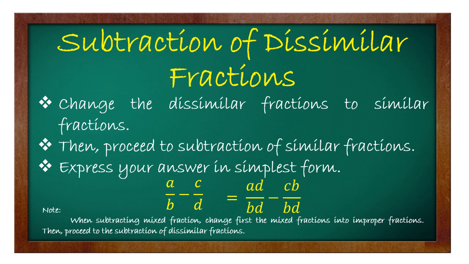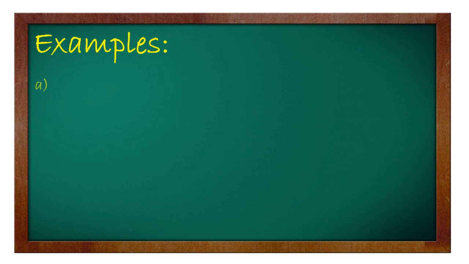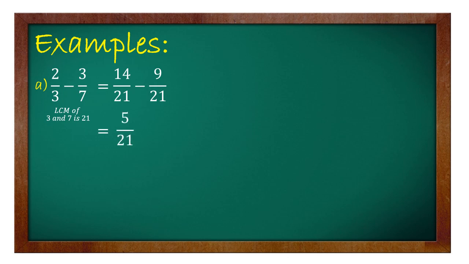So, kaparehas lang din siya ng addition of dissimilar. Ang pinakaiba lang talaga, kanina nag-a-add ka, ngayon magsusubtract ka. So, for example, 2/3 minus 3/7. So, ang denominator natin ay 3 and 7. So, ang LCM nila ay 21. So, ang 2/3 magiging 14/21. Ang 3/7 magiging 9/21. So, we just simply subtract the numerators. 14 minus 9 is 5. Then, copy the denominator, which is 21. So, magiging 5/21. So, wala na tayong lowest term nun. So, that means, yun yung sagot natin.